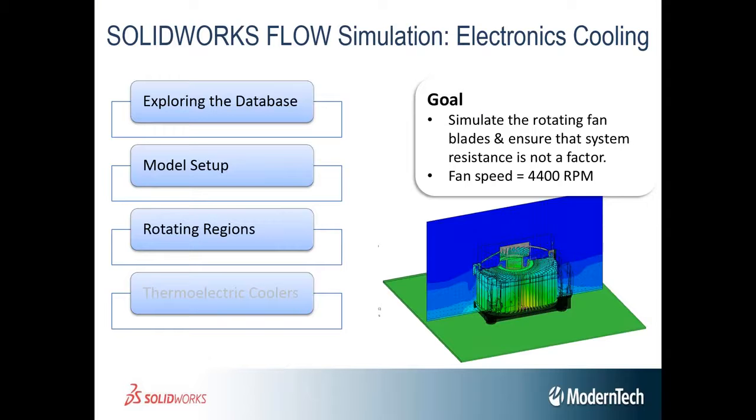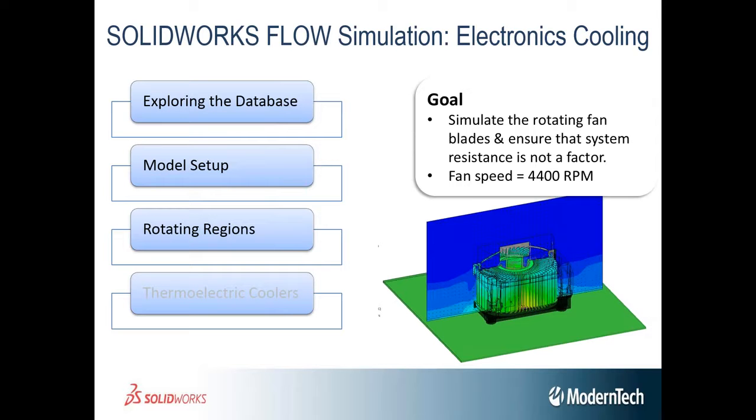So next, I want to look at setting up a rotating region. A rotating region could be necessary for a couple of reasons. Maybe you're designing an impeller. You want to look at a pump design, for instance, and how the impeller of the pump is actually moving the fluid. You may also want to look at the fan blade, for instance, like we're going to do today.